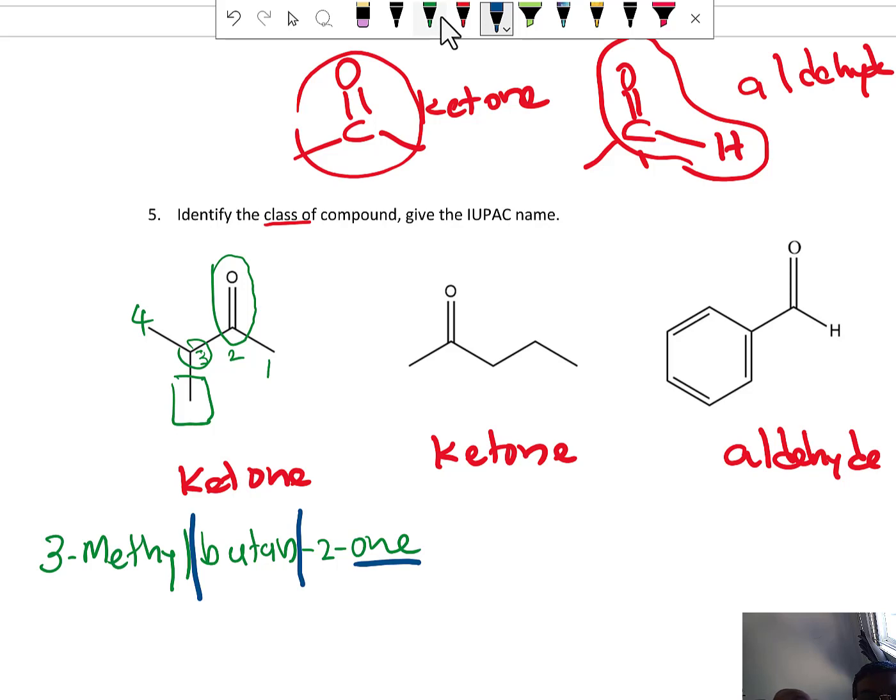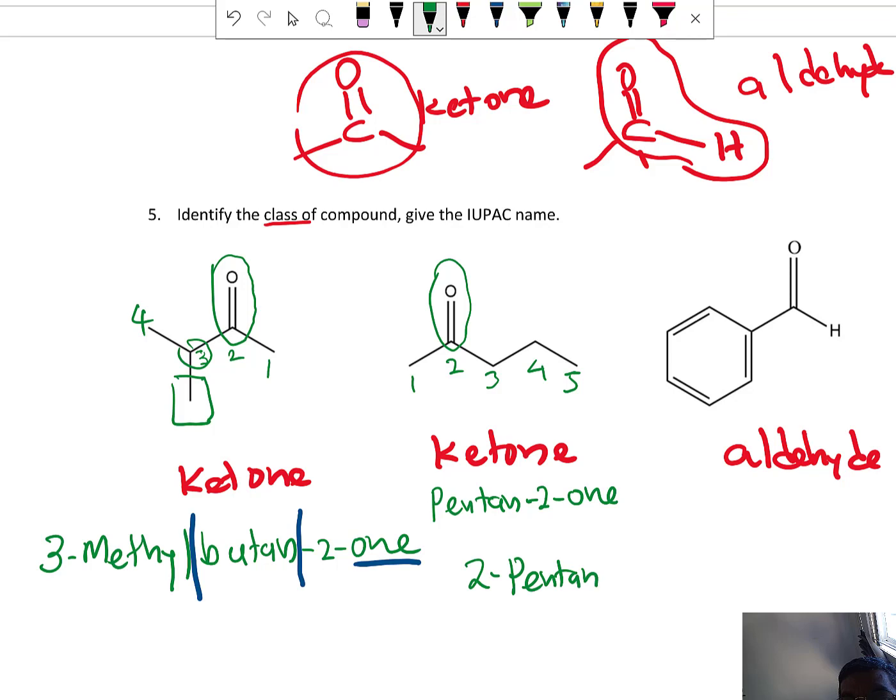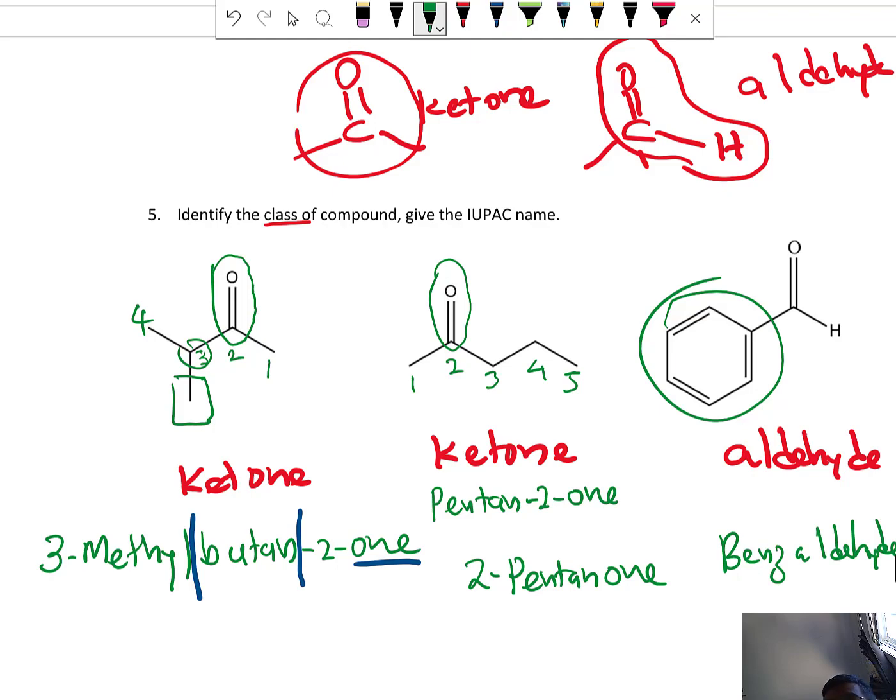So let's quickly do this one here. Again, here's the functional group, and then it should be the lowest number. The longest chain is obvious here, 1, 2, 3, 4, 5. So it's 2-pentanone. You can say pentan-2-one, but if you write 2-pentanone, that's perfectly okay, right? Now this one, it's a benzene ring, just know it's benzaldehyde. And similarly, we have benzoic acid, and so on.